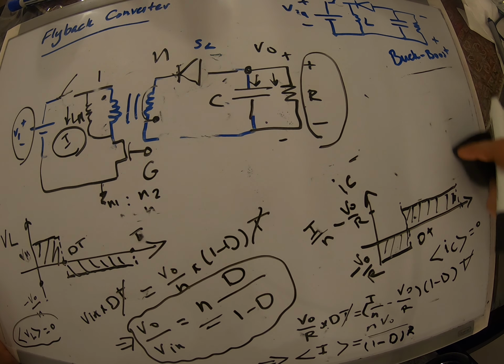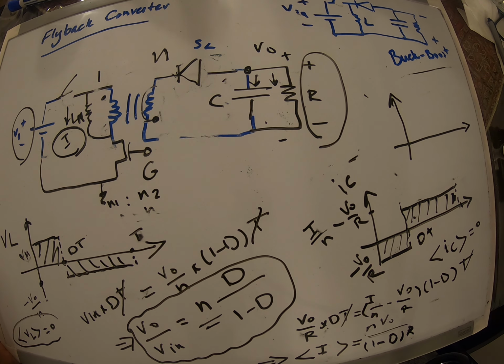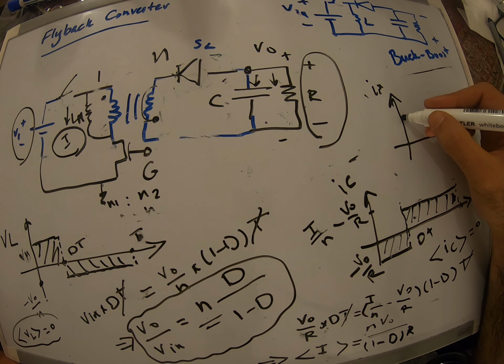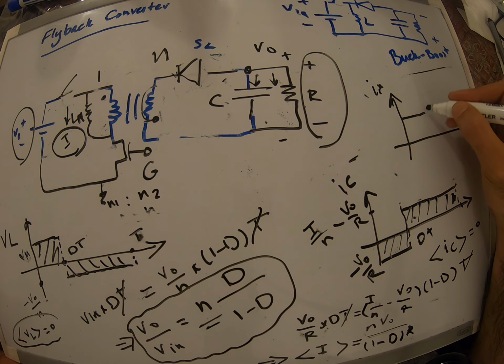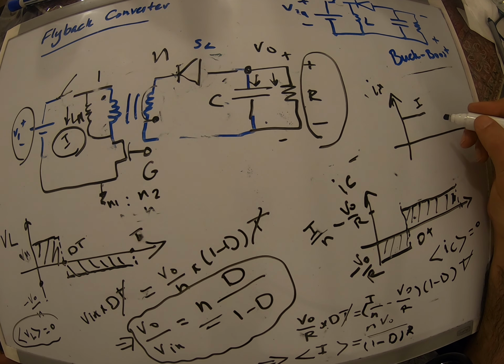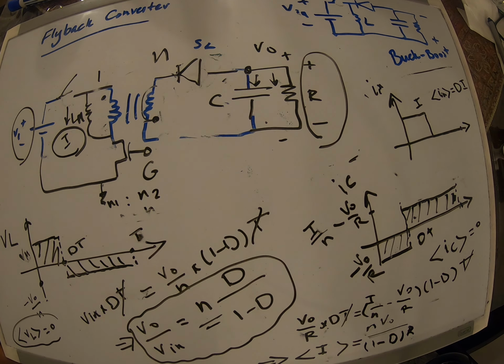Okay, and we can also draw the input current. Let's call it IN. The input current is just going to be equal to I, which is the current that goes through the magnetic core, and then it's going to be 0 for the rest of the time. So you know that the average of IN, in this case, is going to be just D times I. Okay, so this is some of the analysis that we needed to do for the flyback converter.